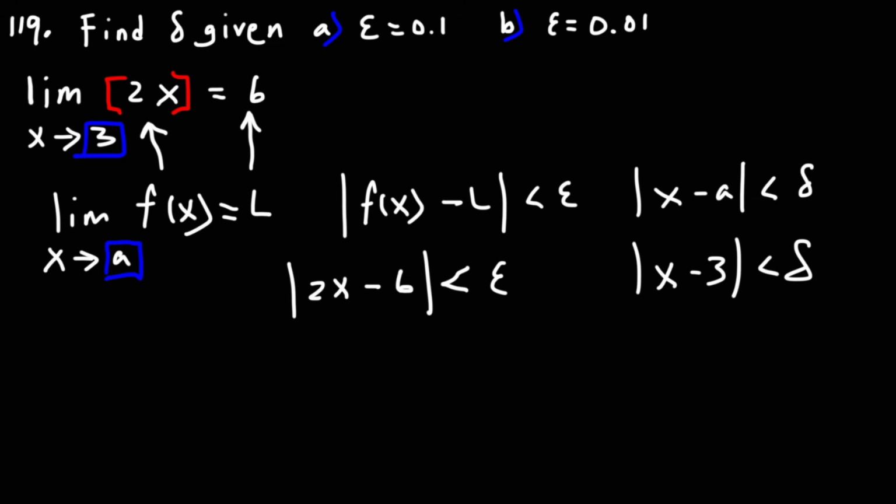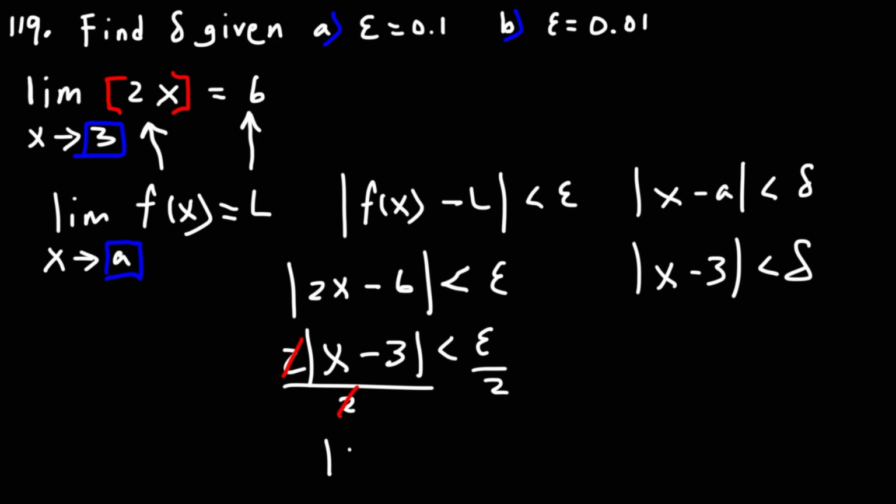What we need to do is find a relationship between delta and epsilon. Once we have that, we can plug in epsilon and find delta. Here, we could factor out a 2. 2x divided by 2 is x, negative 6 divided by 2 is negative 3. And then if we divide both sides by 2, we get that the absolute value of x minus 3 is less than epsilon over 2.